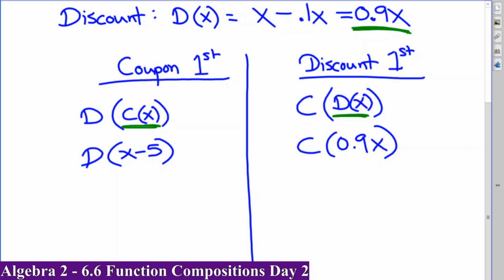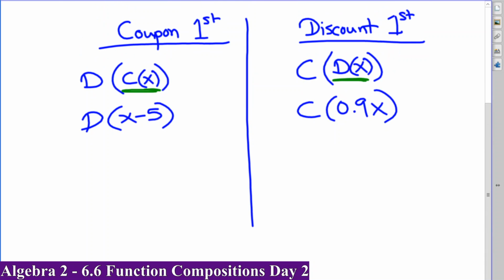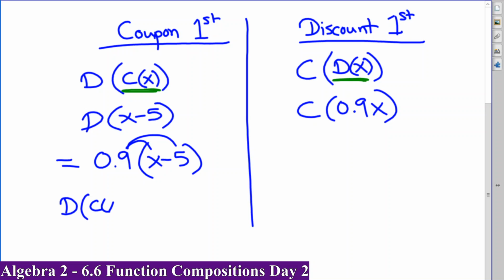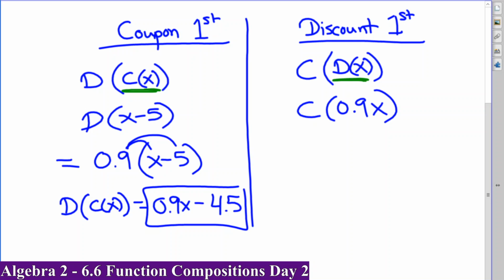Let's see what happens with the coupon first here. Okay, d of x minus 5. Well, the discount is 0.9 times x. So that's going to equal 0.9 times the quantity x minus 5. So we're going to distribute that 0.9, and we're going to find that d of C of x is going to be 0.9x minus 4.5.